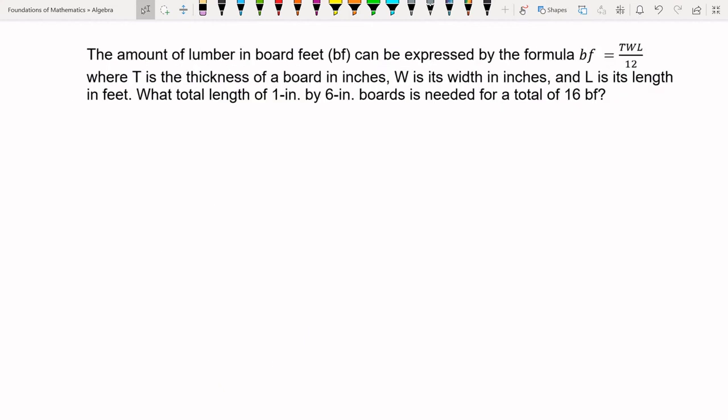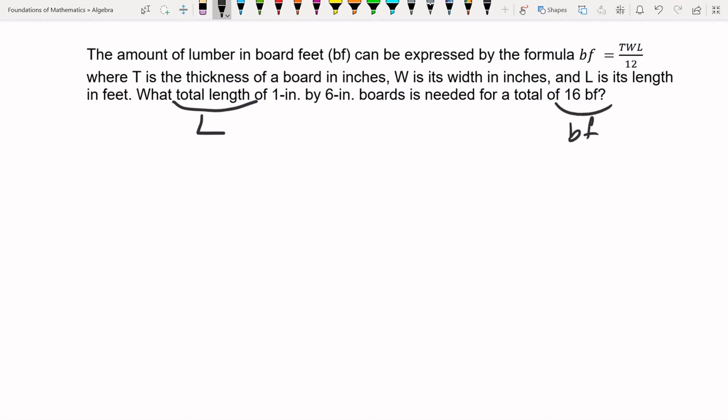All right, the amount of lumber in board feet can be expressed by the formula board feet equals T times W times L over 12. T is the thickness, W is the width, and L is the length. What total length? Well, this is just the same thing as what is L. If a 1x6 board is needed for a total of 16 board feet. So 16 board feet, that's what BF is.